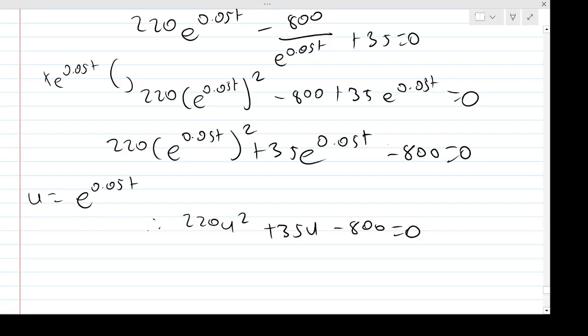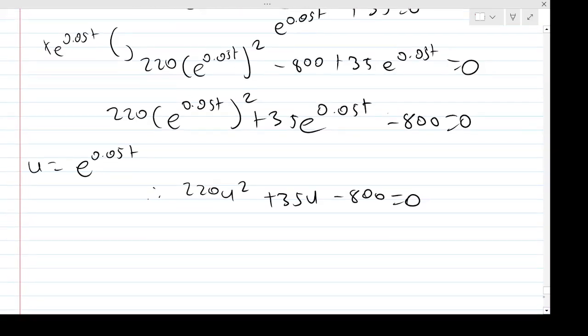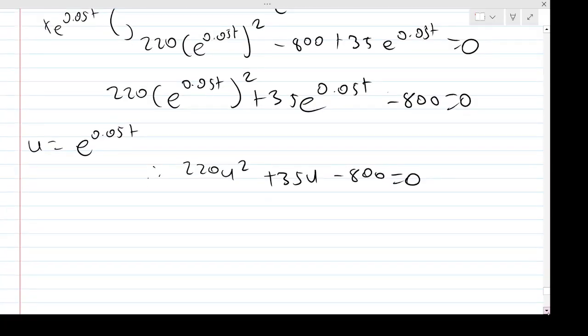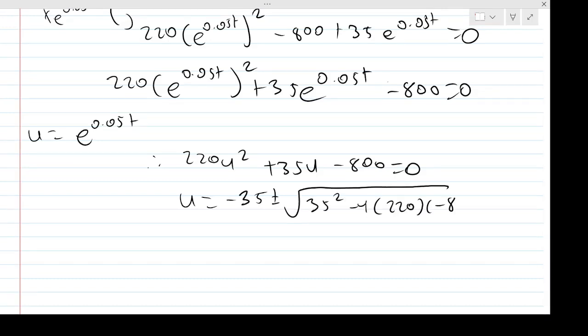Does that simplify? No, it doesn't. Not nicely anyway. I can't cancel down the coefficients. That doesn't matter. I can just use the formula. So then u is minus 35 plus or minus the root of 35 squared take away 4 lots of 220 of minus 800 over 2 lots of 220.